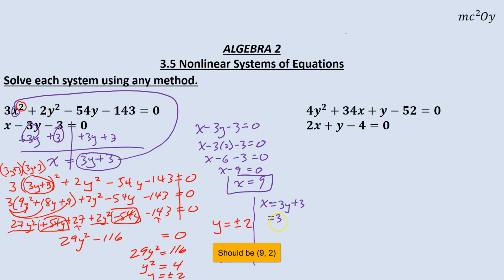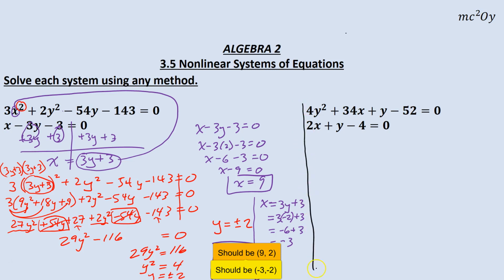So that means 3 times negative 2 plus 3 is negative 6 plus 3, or negative 3. It's a little faster. So when I have the input of negative 2, I get an output of negative 3. Those are my two solutions. I could test them, and they would both work out. I've already checked them. All right, so our next one.